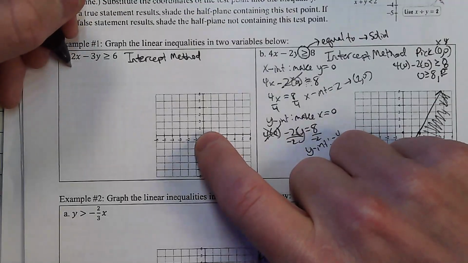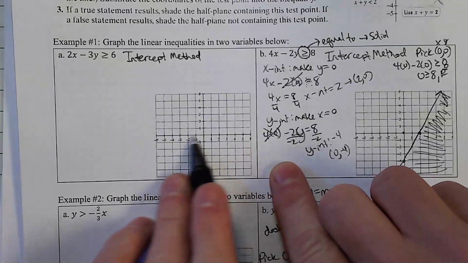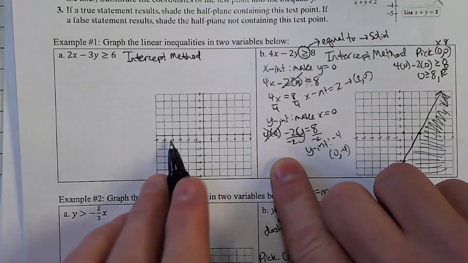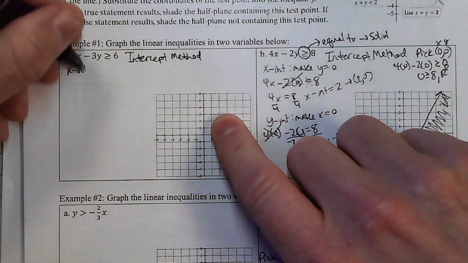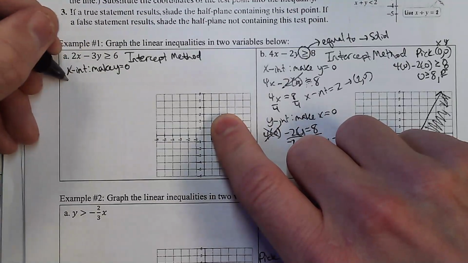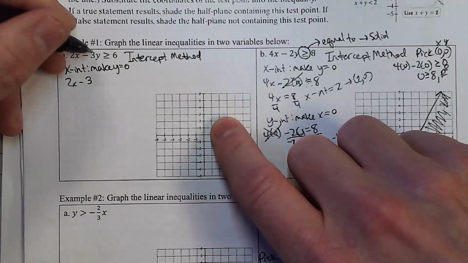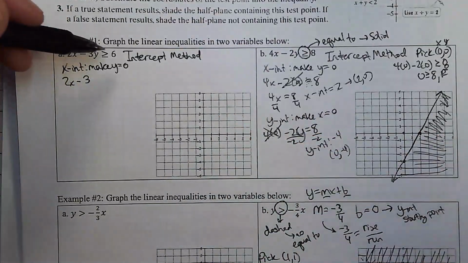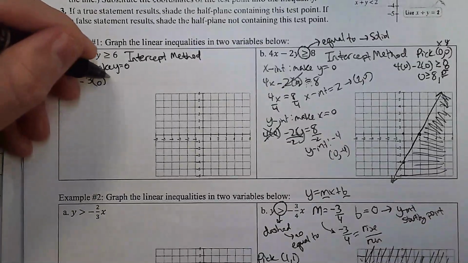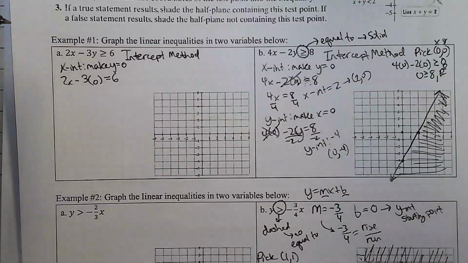So to find the x-intercept, when I'm on the x-axis, what's y always when I'm on the x-axis? Y is always what? 0. Good. So to find the x-intercept, you make y equal 0. So the first thing you want to do, I'm going too fast, I'm sorry. You want to graph this like a line, and I'm going to treat it like equals. I'll deal with the inequality later.